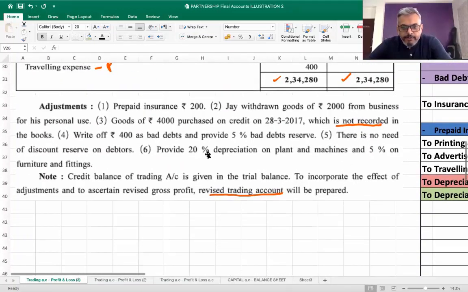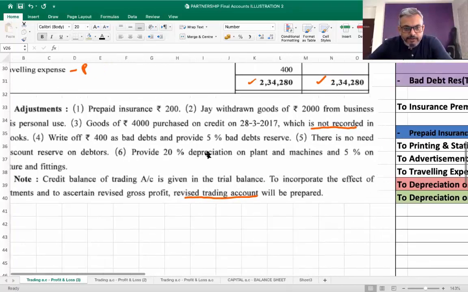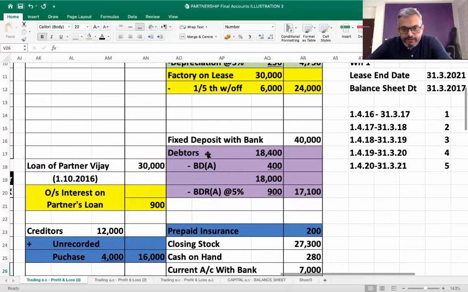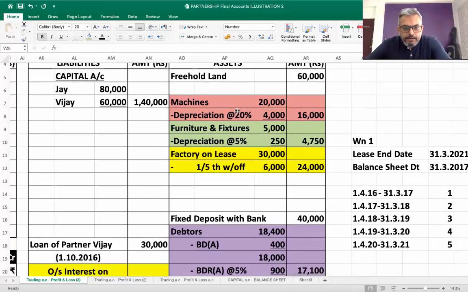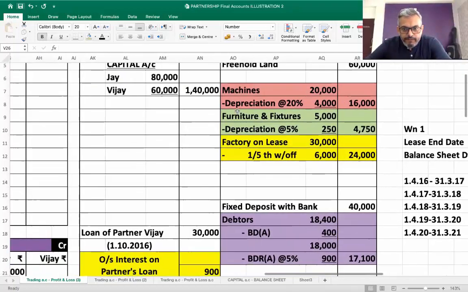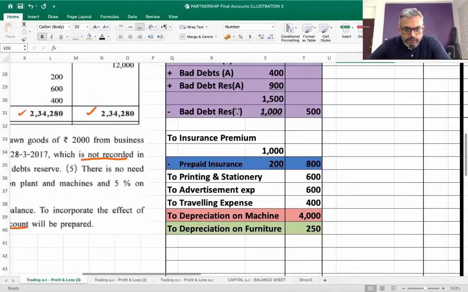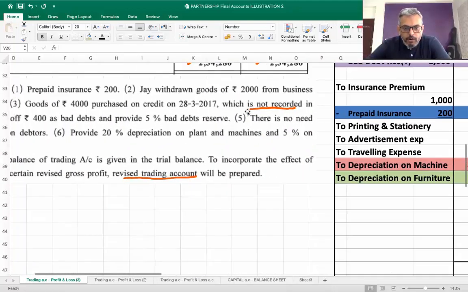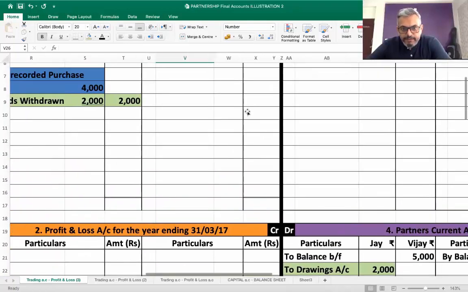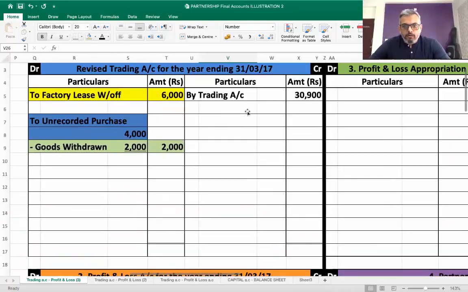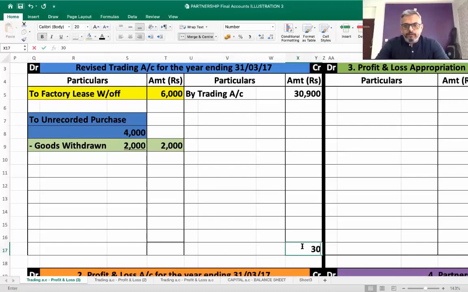Then provide 20% depreciation on plant and machinery and 5% on furniture and fittings. 20% and 5%, 4,250. Yes, 4,250. So all done. Start closing it, please. Over here your credit side is more, 30,900. Same we write over here.